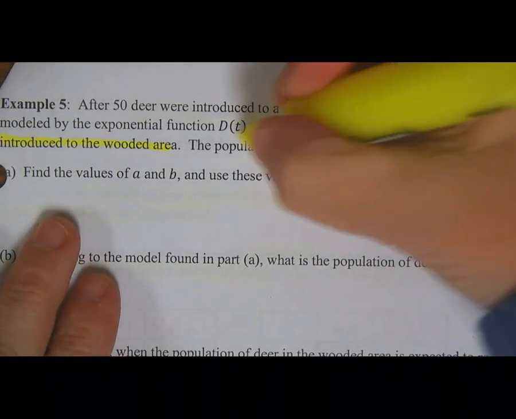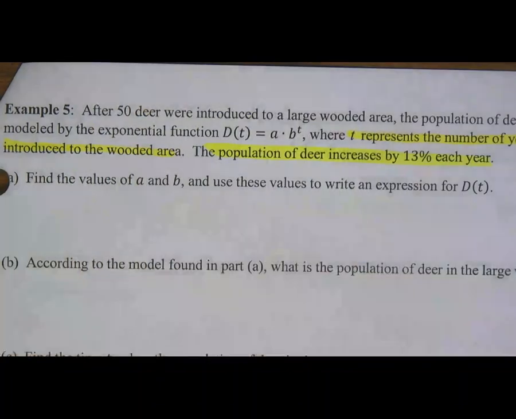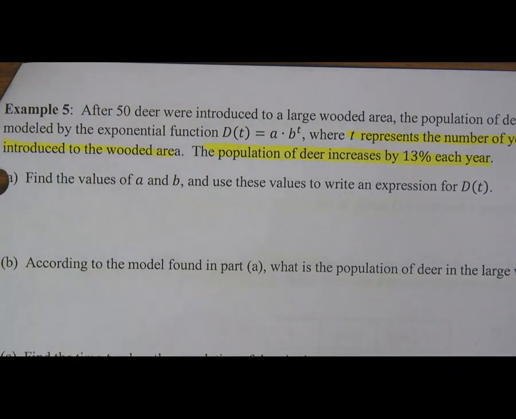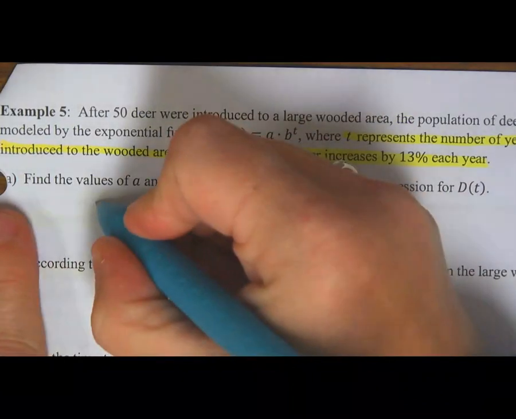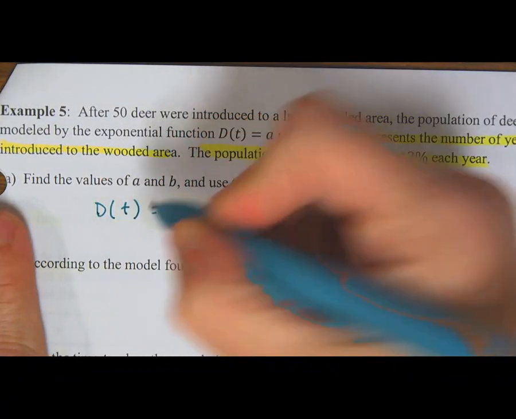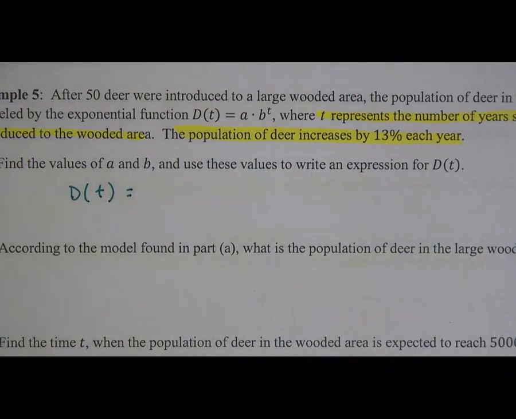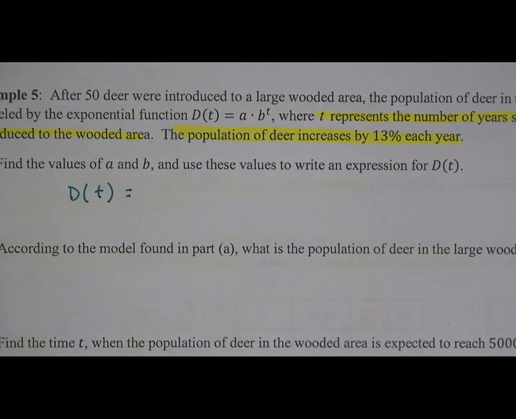So this is a growth. Find A and B and use these values to write an expression for D of T. Okay. D of T. You have everything you need in the word problem. You don't need to run any sort of regression or anything like that. Think about this. A is your starting value. How many deer did we start with? 50.